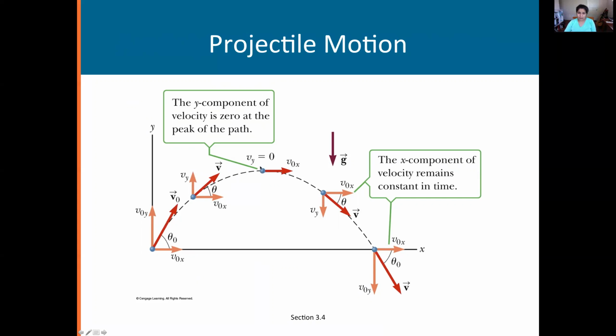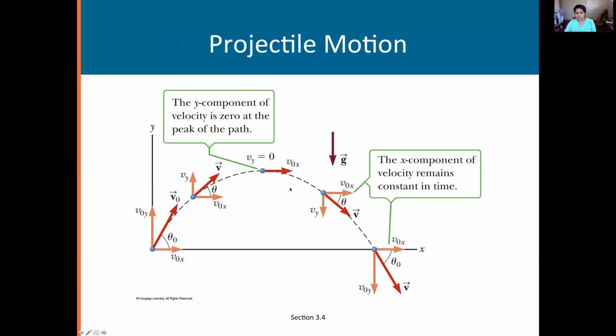So Vy at the highest point is 0, and V0x is exactly the same. So our resultant vector here is exactly the same as V0x. Hence, V0x is hidden behind the red resultant because they are overlapping each other, since there is no y component just at this point. As soon as it begins to come down, you now have a negative velocity.